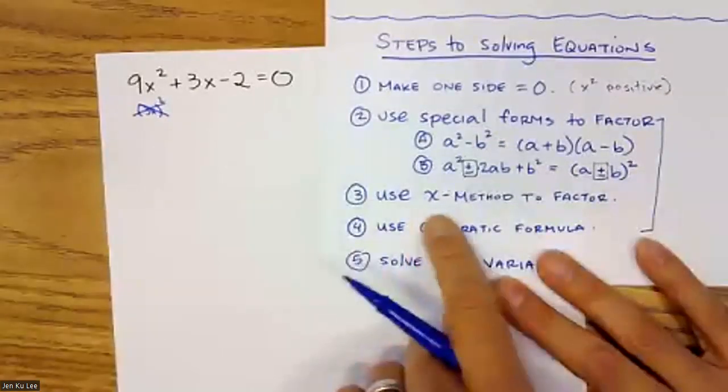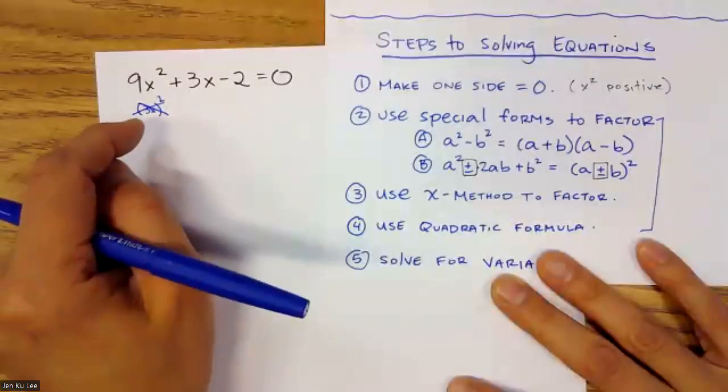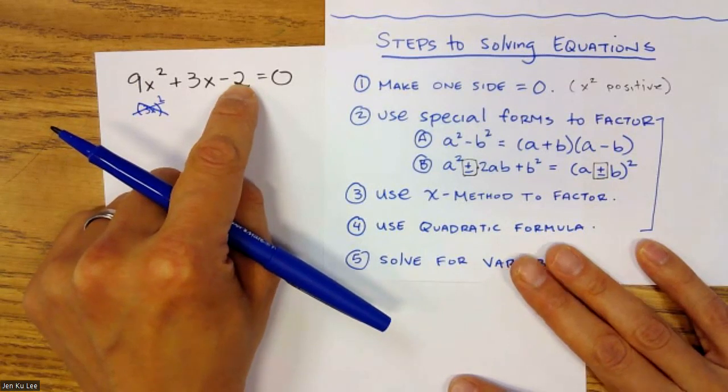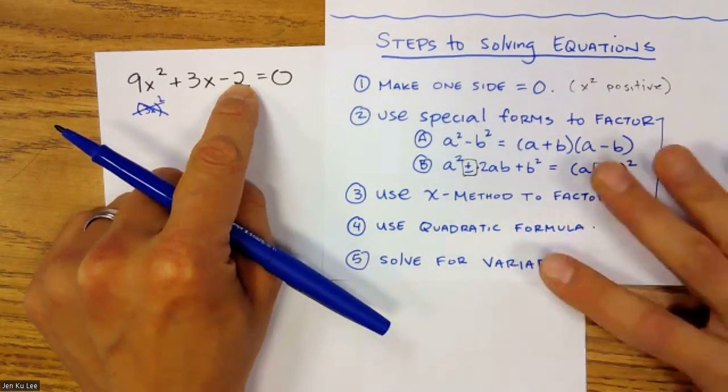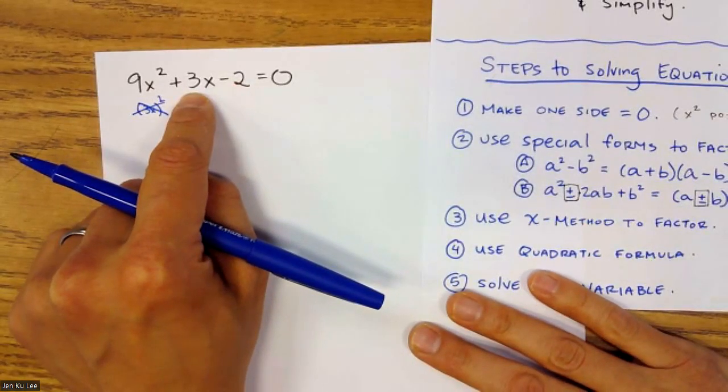Can we use the x method? Let's see. Really quick in your head, 9 times negative 2 is negative 18, and a product of, or a sum of 3.